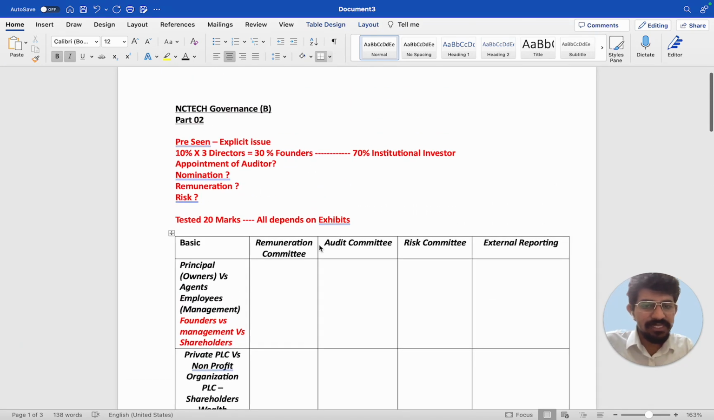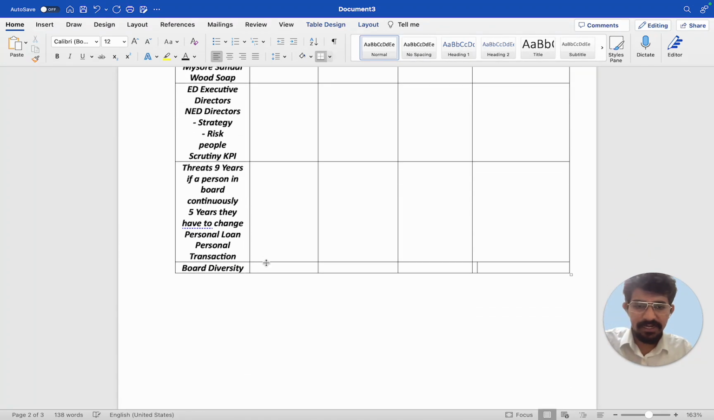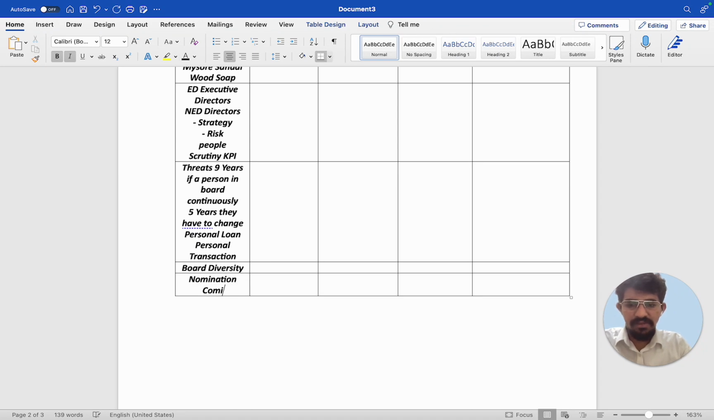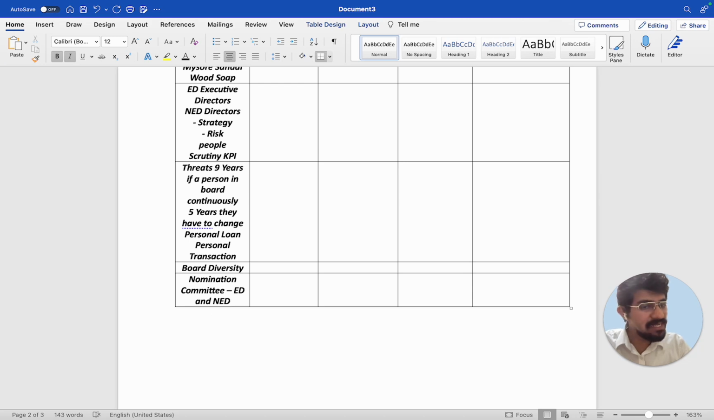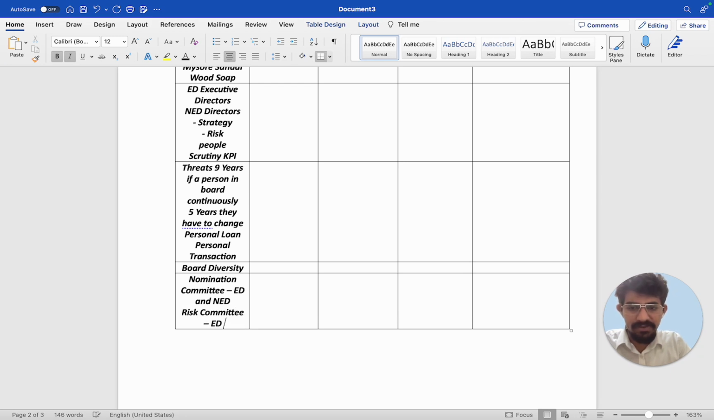Now, as you know, these are the committees: the remuneration, audit, and nomination. So, just to give you a glance, I'll write it down here. One is called the nomination committee. In the nomination committee, there can be ED and NED, because if you want to nominate someone, the EDs should also give some input. And there is something called the risk committee. Even in the risk committee, you can have an executive director and a non-executive director.